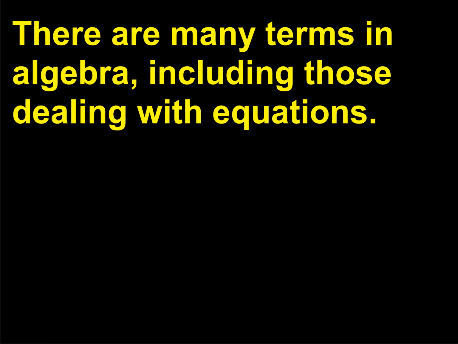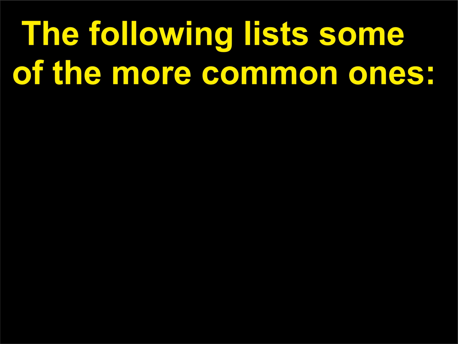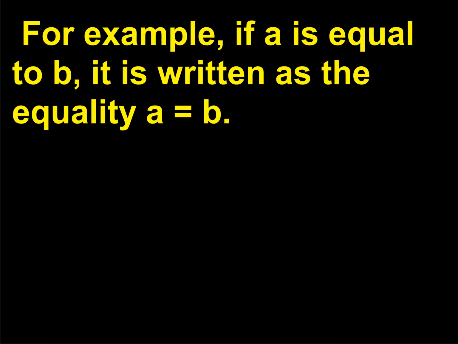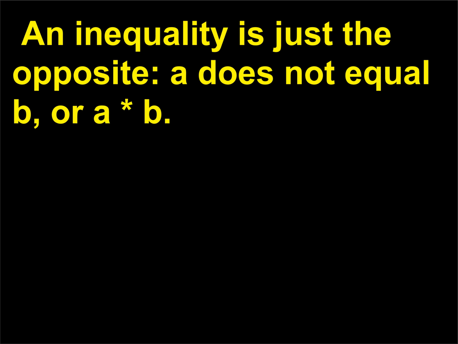There are many terms in algebra, including those dealing with equations. The following lists some of the more common ones. Equality and inequality. An equality is a mathematical statement that shows the equivalence of two quantities. For example, if A is equal to B, it is written as the equality A equals B. An inequality is just the opposite, A does not equal B, or A ≠ B.